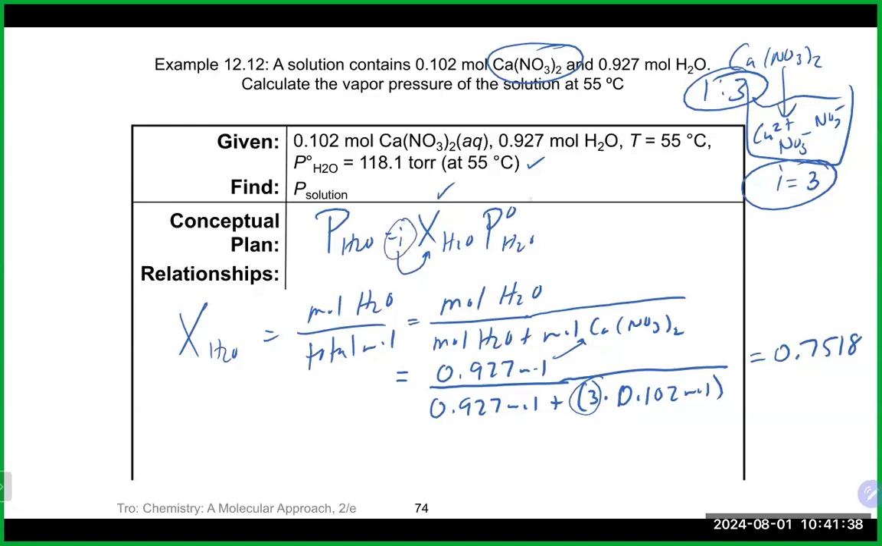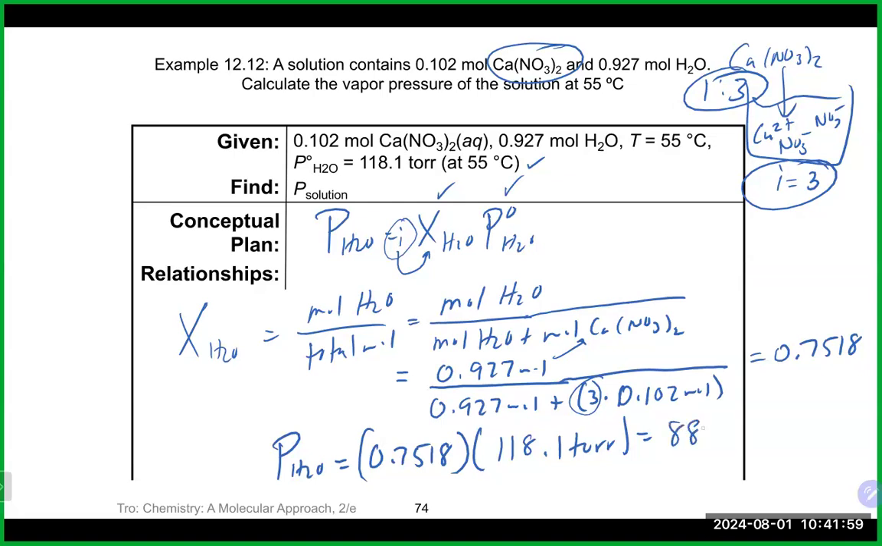Now we have our correct mole fraction. We already took into account the i, and we have our vapor pressure of water. So in this case, we would go 0.7518 times our normal vapor pressure, 118.1 torr. And we will multiply that by 118.1. And that's going to give us something like 88.8 torr as the vapor pressure of water in this case.